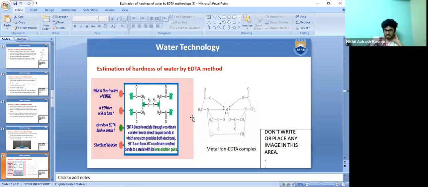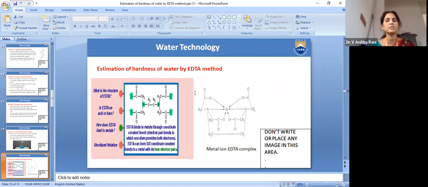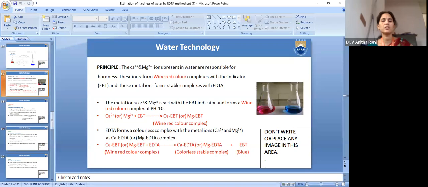Then we can leave the class. We are using a ligand, hexadentate ligand. Because EDTA is a ligand, it is sharing its electrons with the metal ion and forming a complex, forming a covalent bond. So here we can see the complex compound formation, calcium EDTA or magnesium EDTA complex.